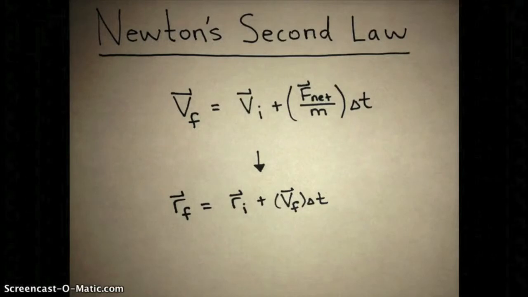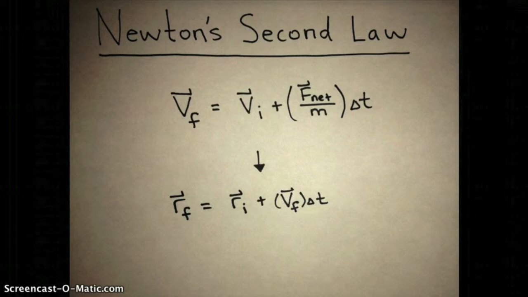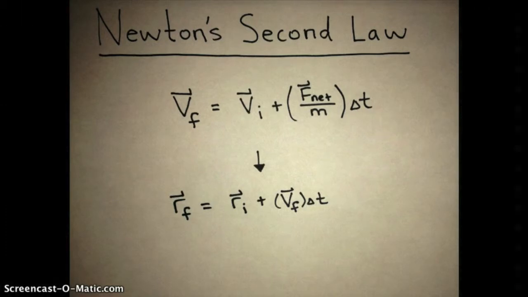To predict future motion, I first started from a fundamental principle with Newton's second law. V final is equal to V initial plus F net divided by the mass times delta T. I also concluded from Newton's second law that the final position is equal to the initial position plus the velocity times delta T.